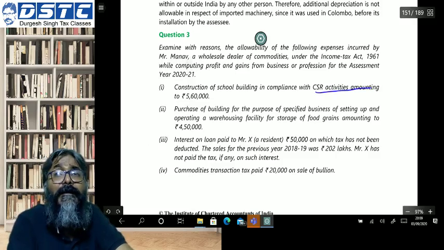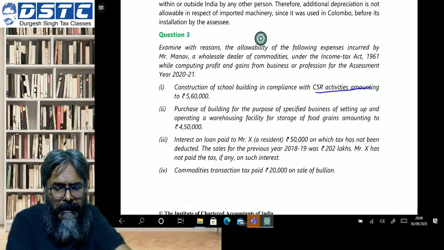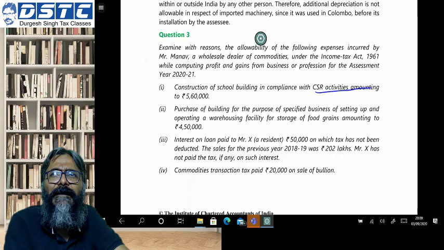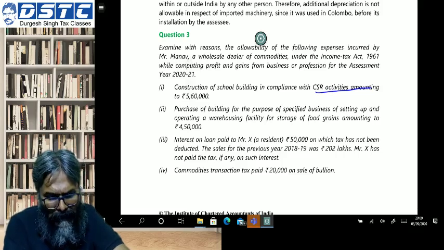Students, CSR. Just now we were discussing something about CSR. Will the expenditure, which is essentially in the nature of that CSR activity, will that be allowed to you as a deduction?